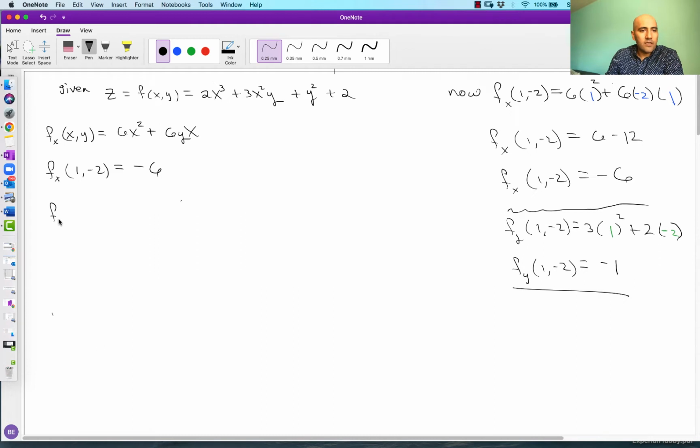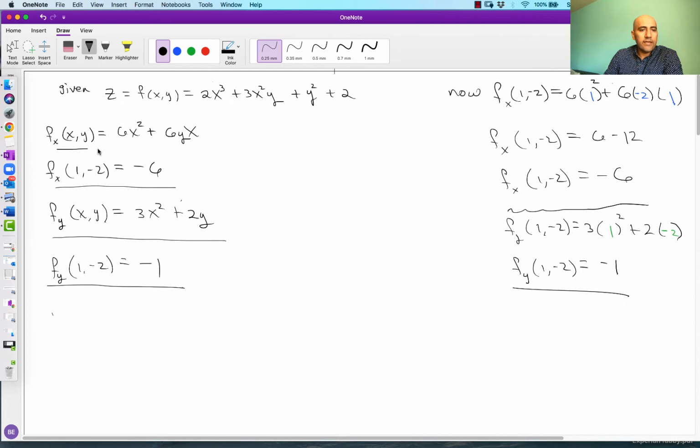Likewise, we had f sub y of x comma y, the derivative with respect to y. The first term is 0, since there are no y's in there. The second term is just y to the first power, so that turns into 3x squared plus 2y to the power of 1 plus 0. Good, and now if we evaluate this one at 1 comma negative 2, we end up with negative 1.